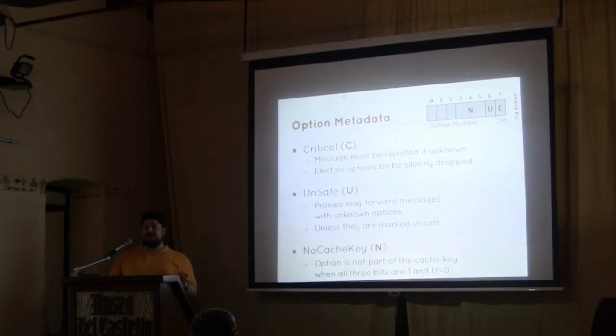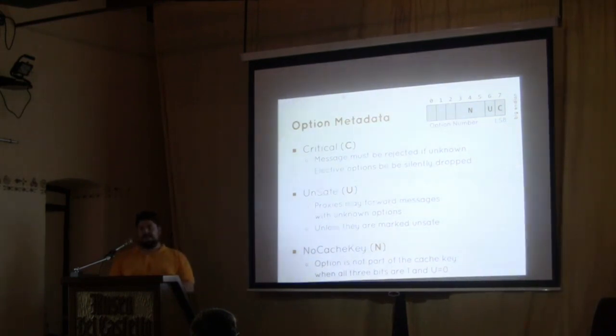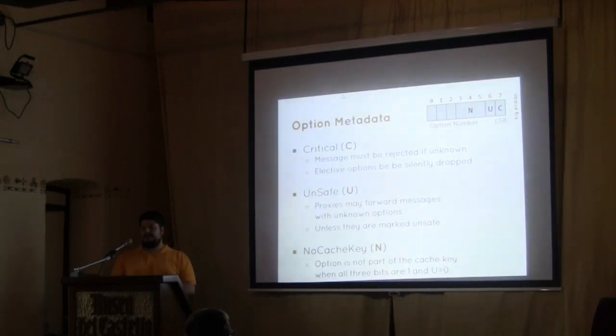The elective ones are really optional, so it doesn't matter if you understand them. It would be nice, but you don't have to, then there's always a fallback, and you just reply to that. So that's very important to know, and there's a good way to encode it. It's basically the least significant bit: if it's an odd option number, we know it's critical. If it's an even option number, it's elective.